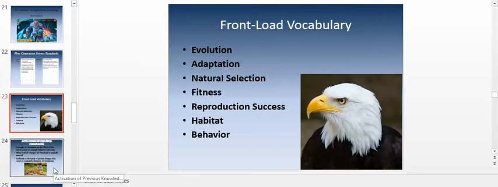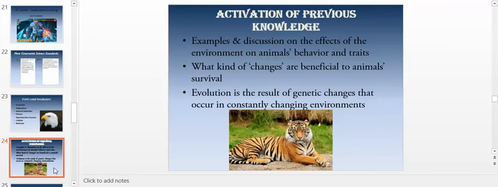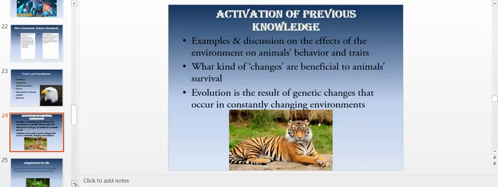Some of the front-load vocabulary practices that I had to use, I had to include certain words, and this would be an overlap between activating the previous knowledge and also practicing the vocabulary for this lesson. We would talk about examples and discussions on the effects of the environment on animal behavior and also traits. What kind of changes are beneficial to animal survival, and we talk also about evolution as a result of genetic changes that occur in constantly changing environments.